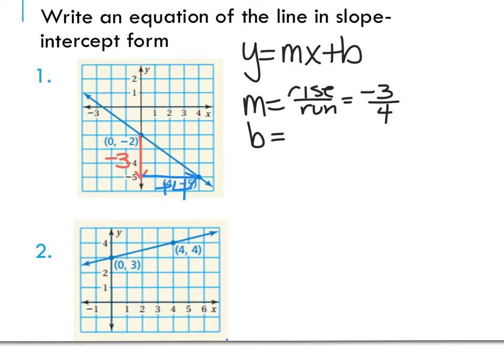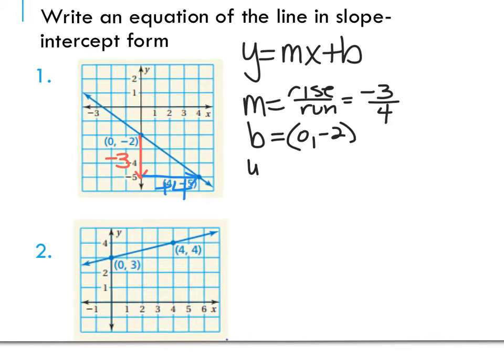Now the next thing that we need to identify is our b, or our y-intercept. Our y-intercept is where the line crosses the y-axis, and here this is where the line crosses the y-axis. Notice in the x spot in the point, it is always going to be 0. Our y-intercept is 0, -2.